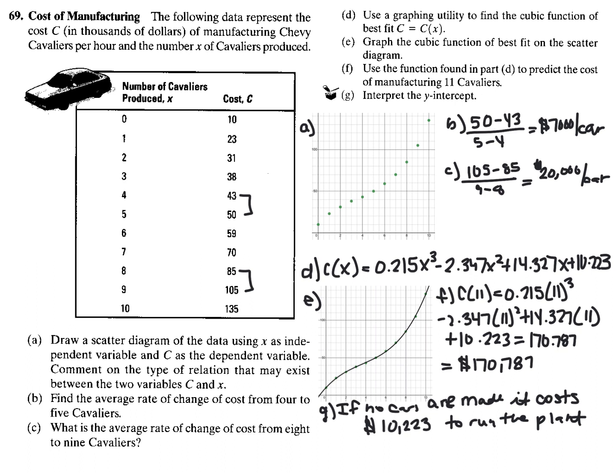It's almost perfect. So then it says use the function in part D to predict the cost of manufacturing 11 cavaliers. So I plugged in 11 and I got 170.787, which is $170,787. And then part G says interpret the y-intercept. So I plugged in 0 for x and I got 10.223, which is in thousands of dollars, which basically means if no cars are made, it still costs over $10,000 just to run the plant.